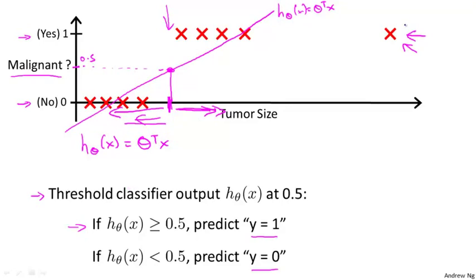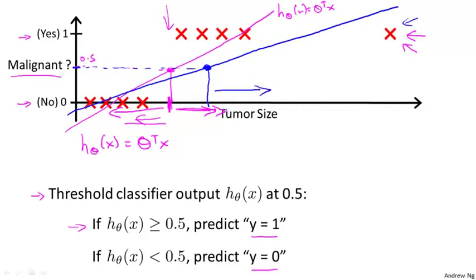But once we've added that extra example out here, if you now run linear regression, you will instead get a straight line fit to the data that might maybe look like this. And if you now threshold this hypothesis at 0.5, you end up with a threshold that's around here, so that everything to the right of this point you predict as positive, and everything to the left of that point you predict as negative.